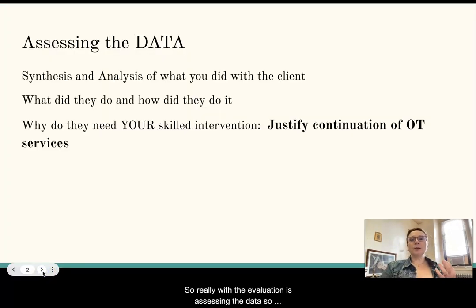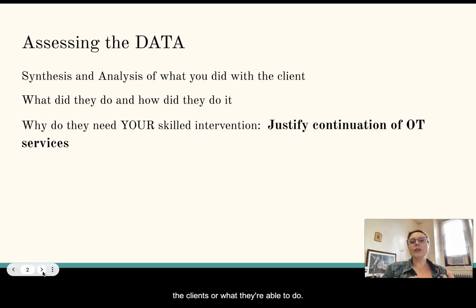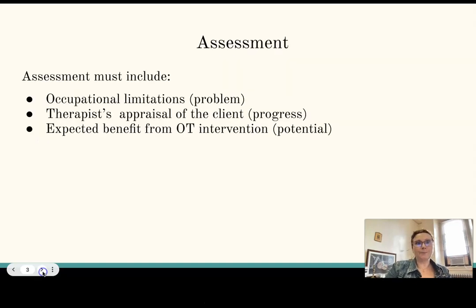So really with the evaluation assessment, you're assessing the data. Everything that you gathered from your evaluation, you're now synthesizing and analyzing what you did with the client or what they're able to do. So you're really looking at what did they do and how did they do it. You've gathered all of that information, and within that assessment, you're really trying to decide, why do they need your skilled intervention? You need to be able to justify the continuation or the need for your services.